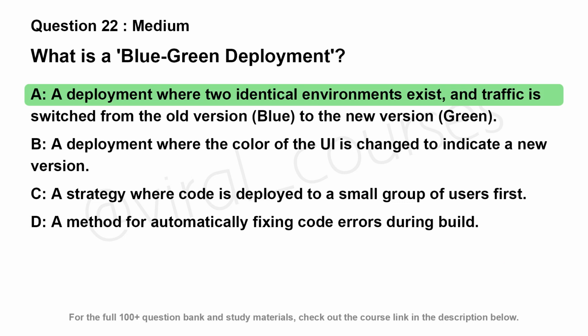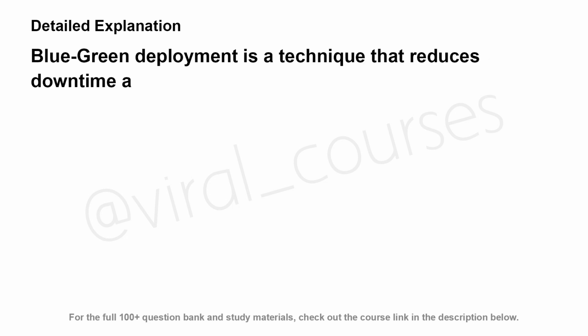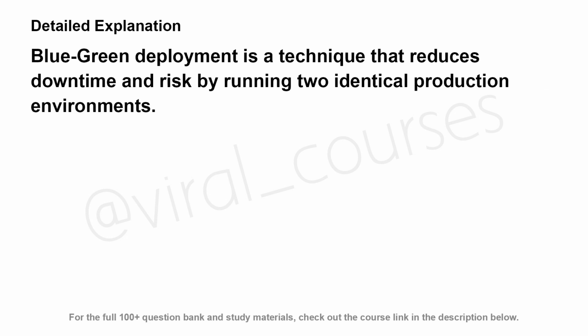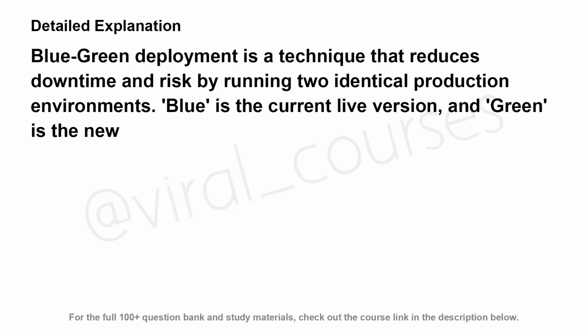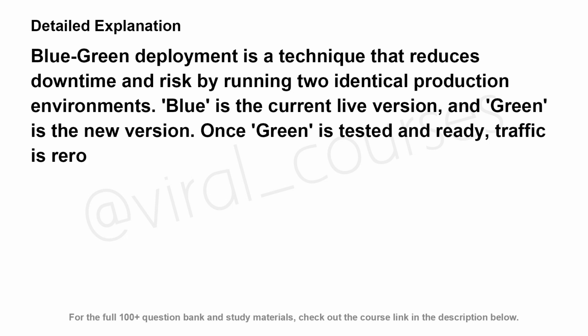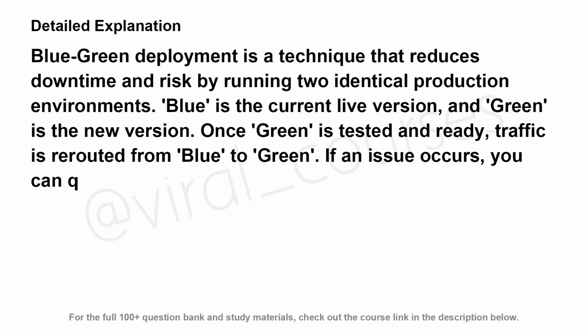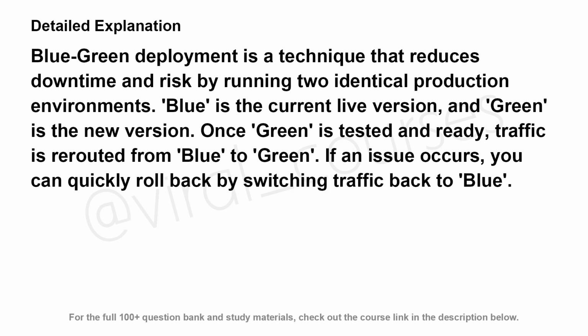The correct answer is A. Blue-green deployment is a technique that reduces downtime and risk by running two identical production environments. Blue is the current live version, and green is the new version. Once green is tested and ready, traffic is rerouted from blue to green. If an issue occurs, you can quickly roll back by switching traffic back to blue.